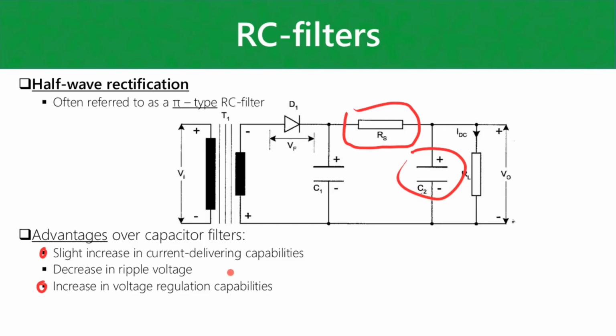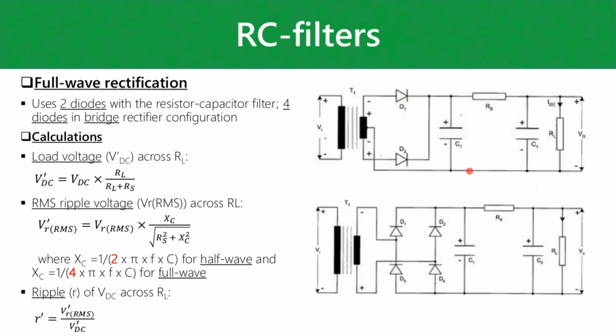So you have half wave rectification and full wave rectification. The calculations for both are pretty much the same. You're going to have VDC prime, or your average voltage prime, which sits across your load. That's your load voltage, VDC prime. And VDC is your original output voltage after your first capacitor filter. That RS basically forms a voltage divider with RL for the DC voltages.